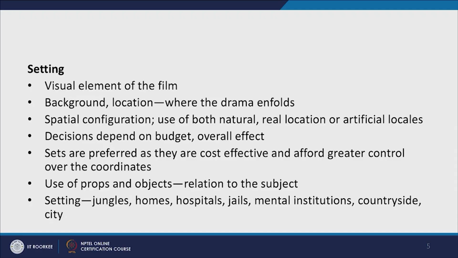So, the settings are the visual element which is provided in the film. They incorporate the background and the location also, and all related special configurations which go into the projection of a particular scene. In the films, we find that depending on the finances which are available, the natural scenes as well as the artificial settings can be used. In a way, we find that technology has played a very major and significant role in substituting the setting.